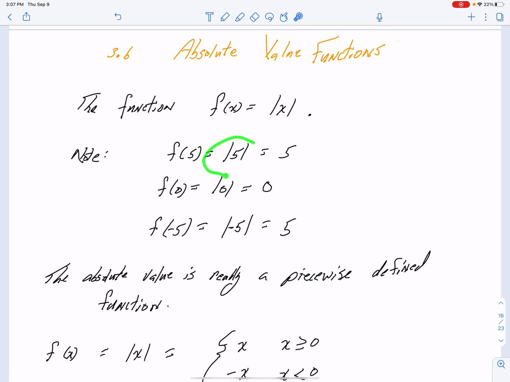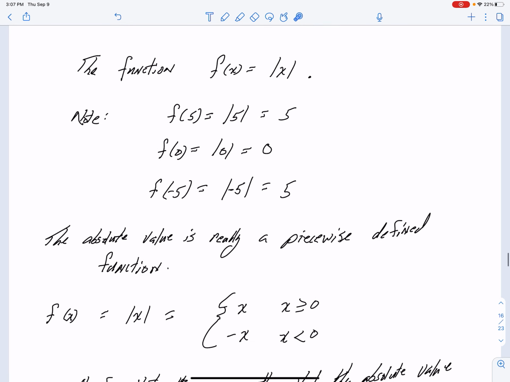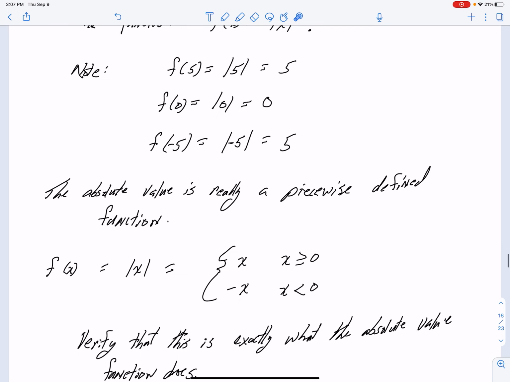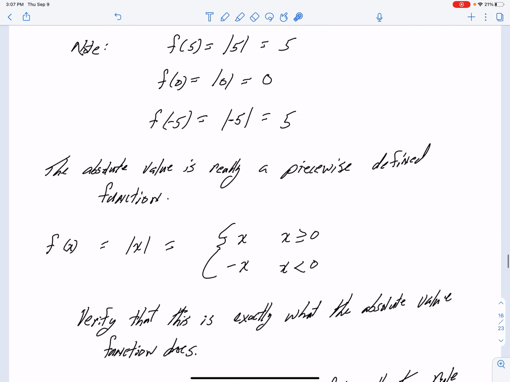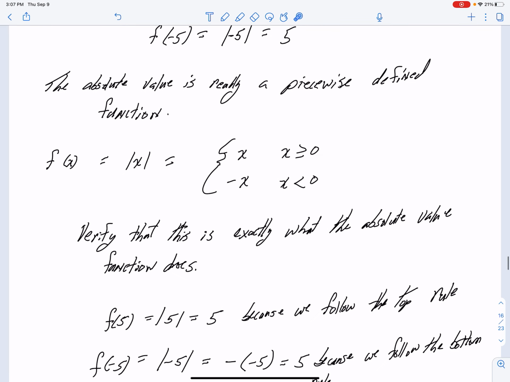So for example, the absolute value of 5 just gives you 5 back. The absolute value of 0 just gives you 0 back. Now, the absolute value of minus 5, though, what is that? It gives you minus 5, or equivalently a plus 5. Okay, so anytime you stick in a negative number, you get a positive number out. Remember, just because you see a minus x doesn't mean it's necessarily negative.